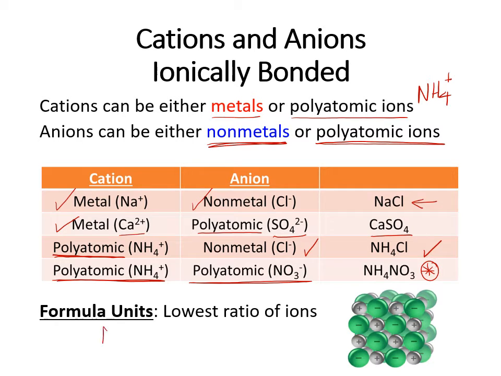Now, formula units. These things that I have right here are called formula units. These are the lowest ratio of ions. We are forming big crystals, but we don't say Na 10 billion, Cl 10 billion. We look at the smallest unit.